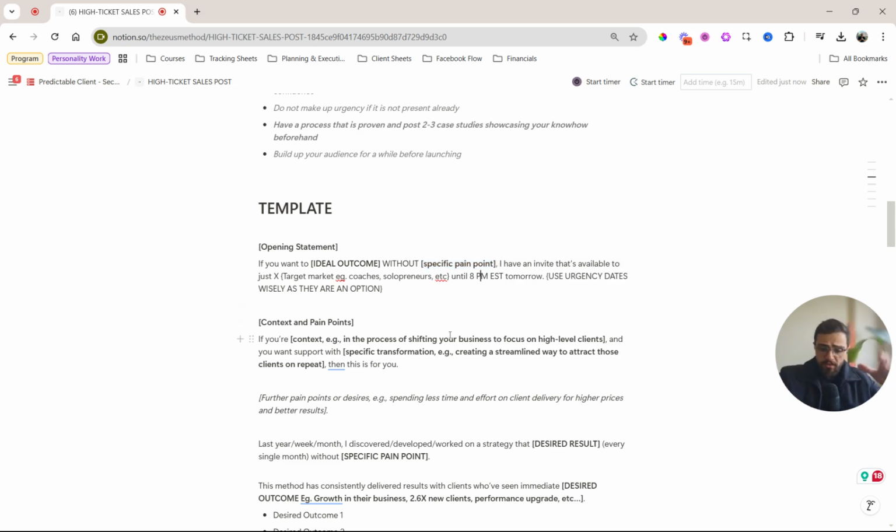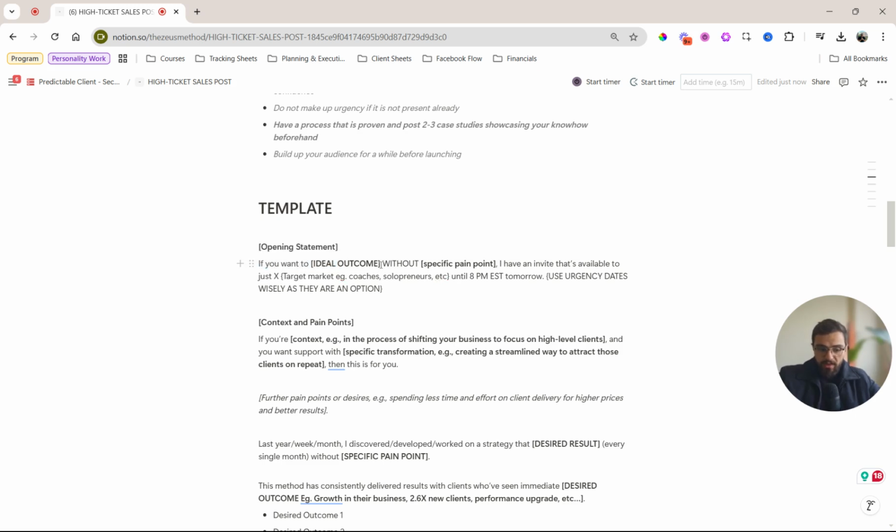So, if you want to date a girl a week without spending hours swiping left and swiping right on Tinder or whatever it is, like dating apps, I'm engaged, so literally I don't know any dating apps. Then I have an invite that's available for just X amount of people. Cool? So this is where you make it or break it.